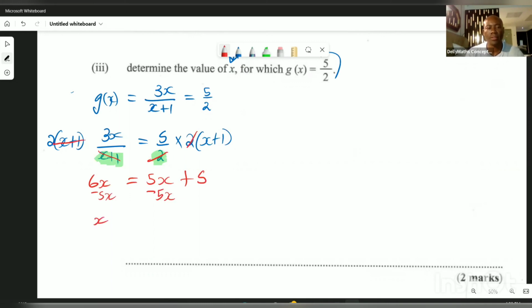Therefore, x is equal to 5. So I'm getting here that x is equal to 5. What this is saying is, if I should substitute 5 here and here, we will get 5/2 as the answer. That's what that is saying. All right, let's continue working.